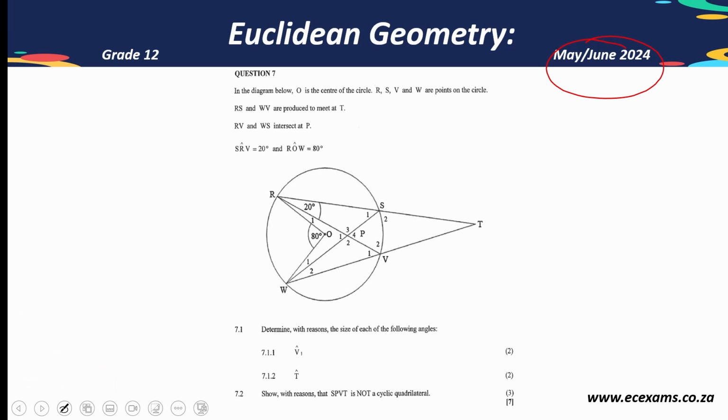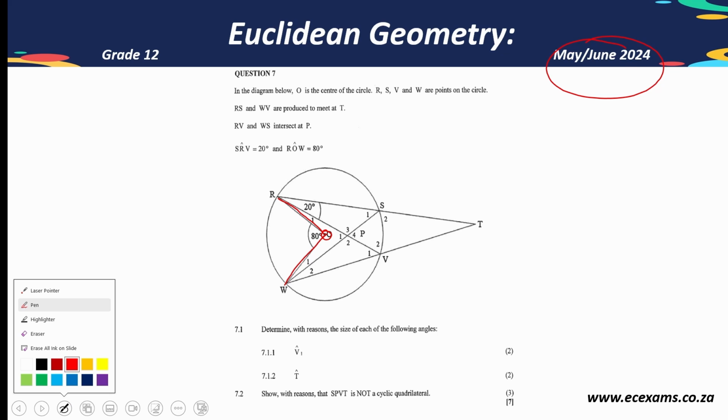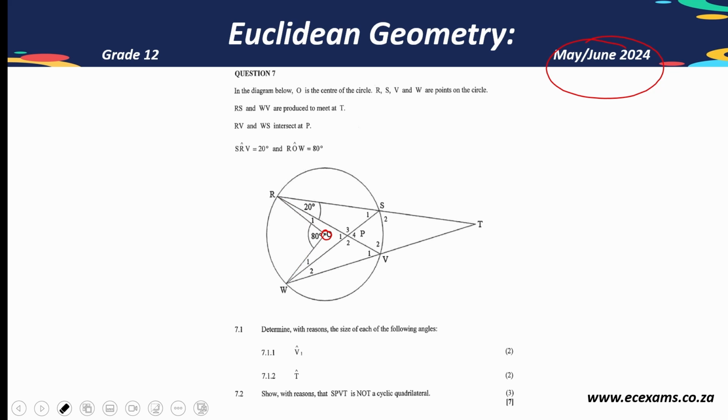So let's have a look at the question and let's read it together. In the diagram below, O is the center of the circle. So we know there is O and it's in the middle. That already tells me some very interesting facts about the circle. Just very quickly off the top, that tells me that OW and OR are radii. Why? Because it is a line going from the center of the circle to the circumference. So let's just rub those down so we don't get too muddled up here.